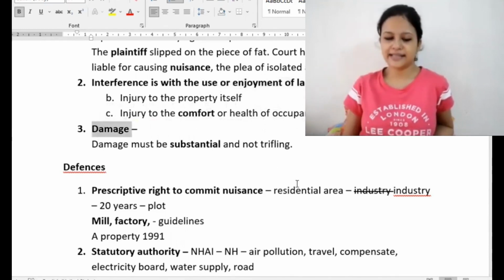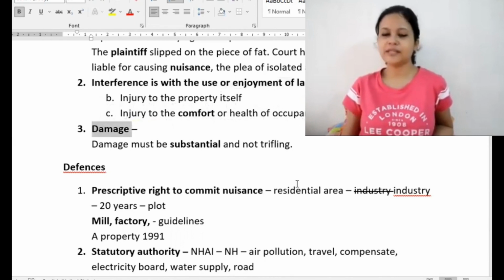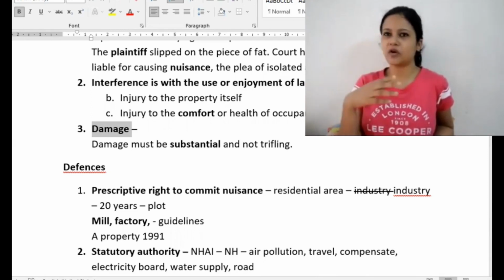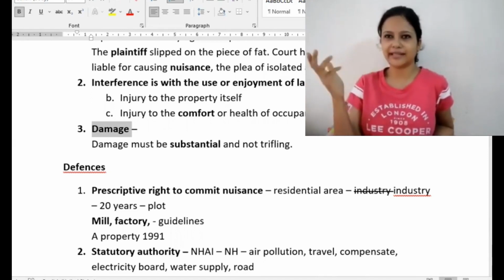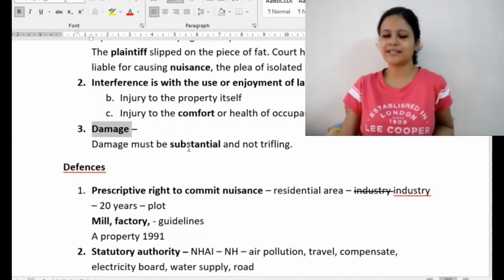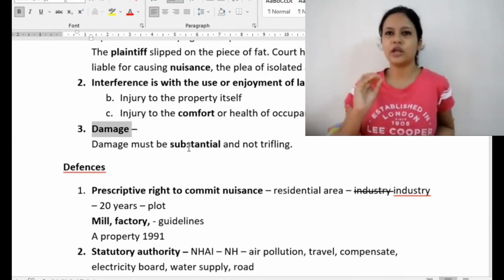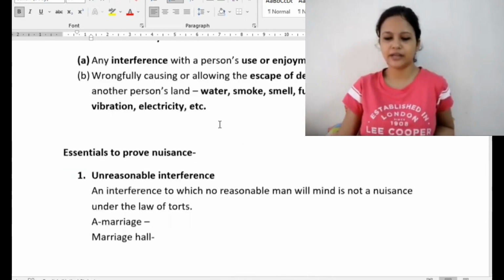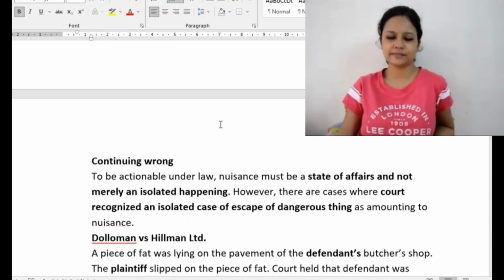And last essential is damage. Damage means some loss you have suffered. It should not be some minor loss, like you were recording something and your neighbor's phone rang suddenly, and because of that you had to do the recording once again. Like a ringing phone call, it's a very normal, very usual thing, right? So those sort of damages should not be there, but damage has to be substantial. It has to be a damage in reality. It's not some minor thing. These are the essentials which we need to prove in case of private nuisance.